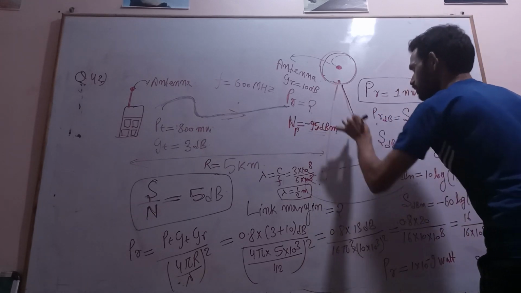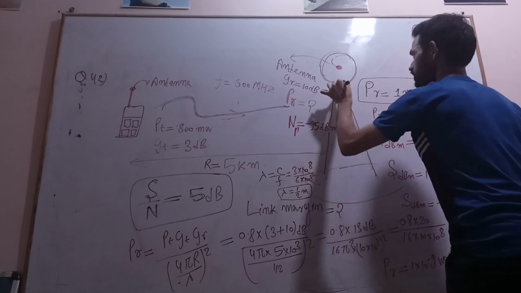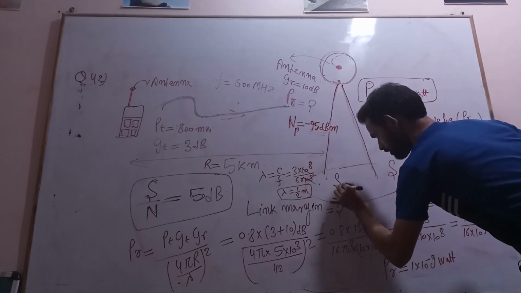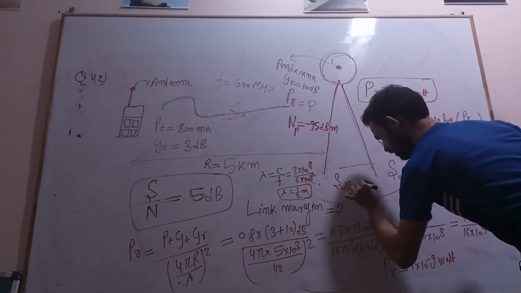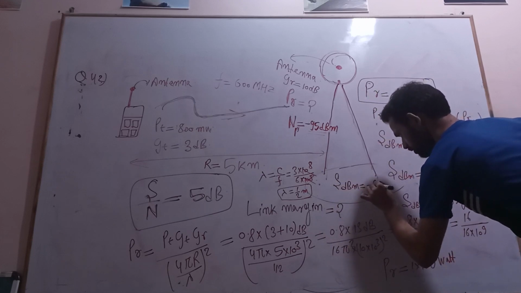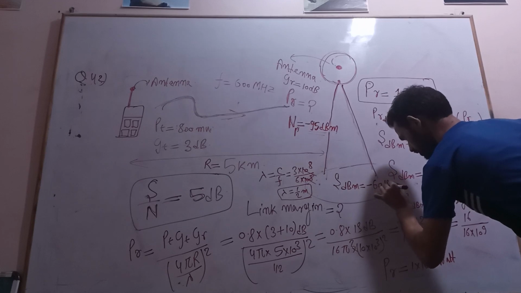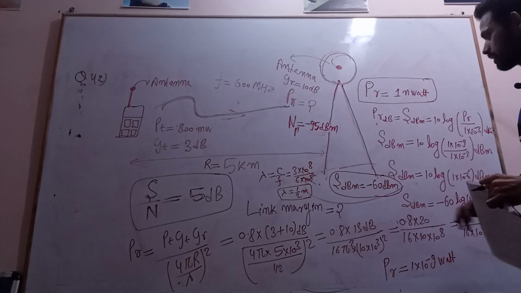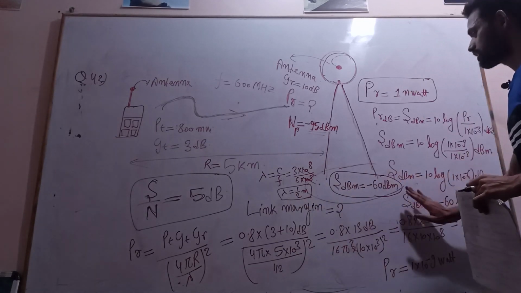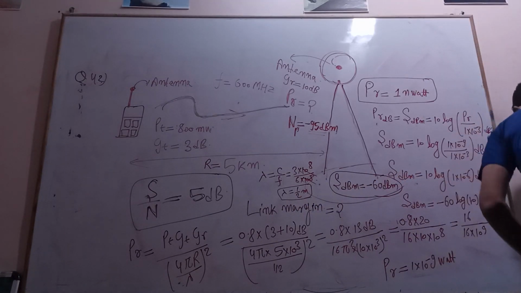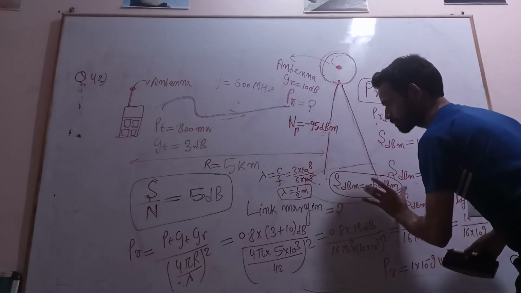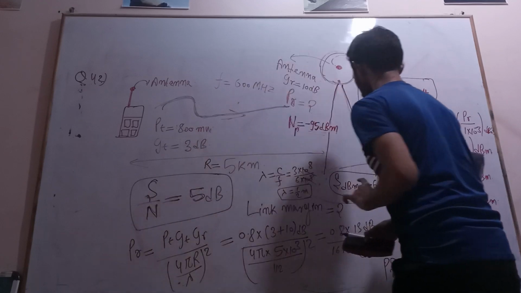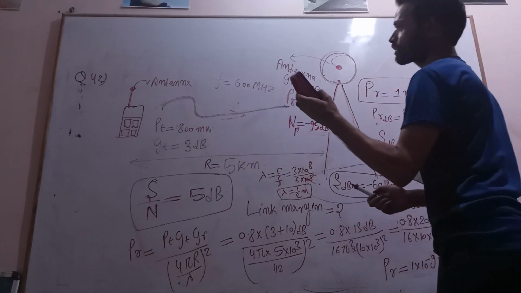So this is my cell phone tower. Always remember this is my cell phone tower. And here we got the signal power in dBm as minus 60 dBm. Yes, minus 60 dBm. This is my signal power. Now this is my signal power in dBm and this is my noise power in dBm. Now we can calculate signal to noise ratio.